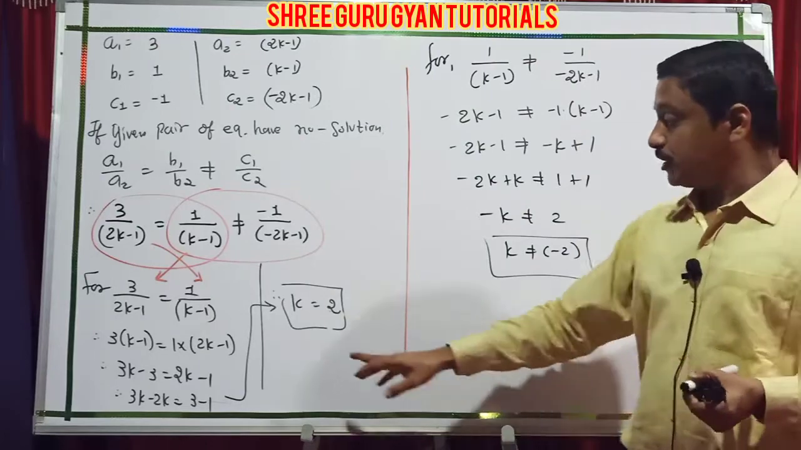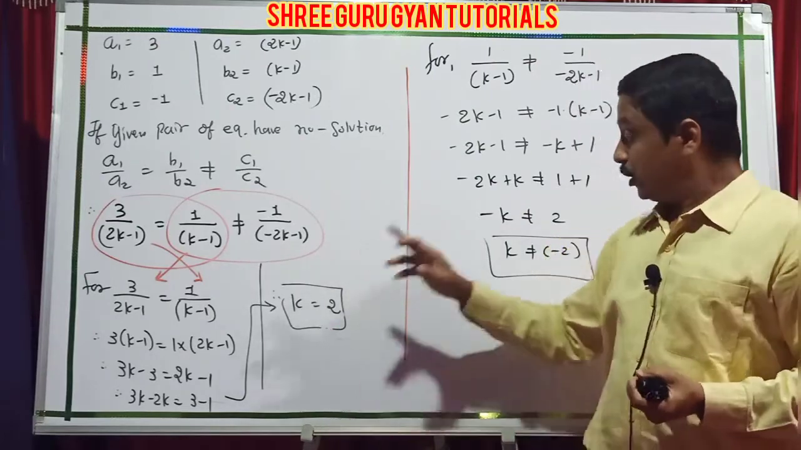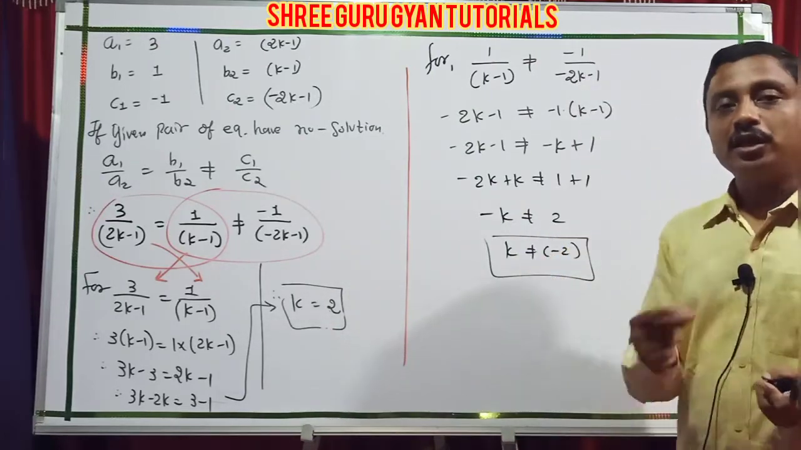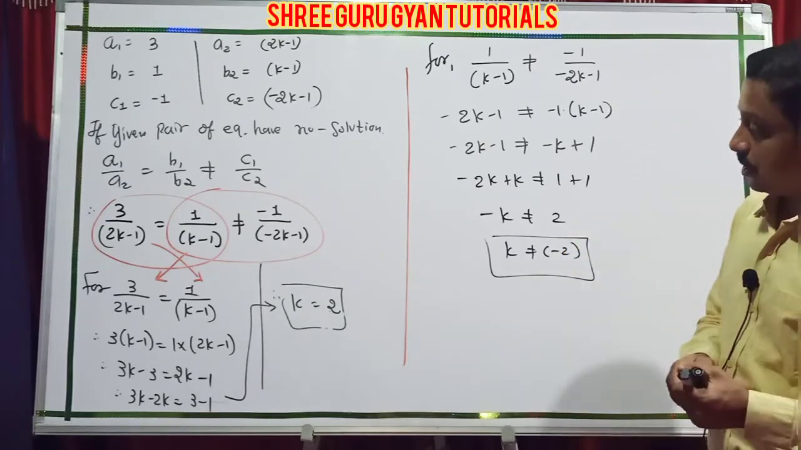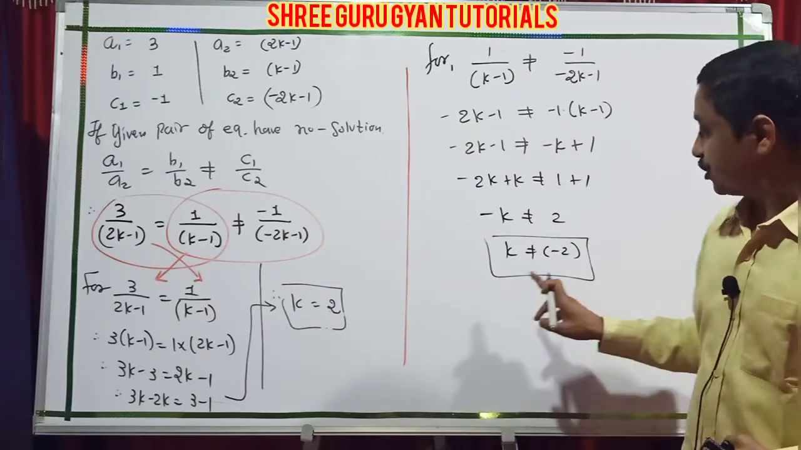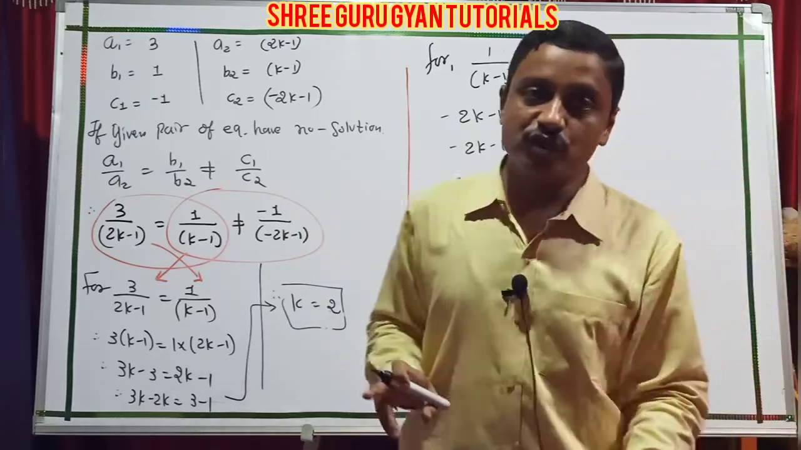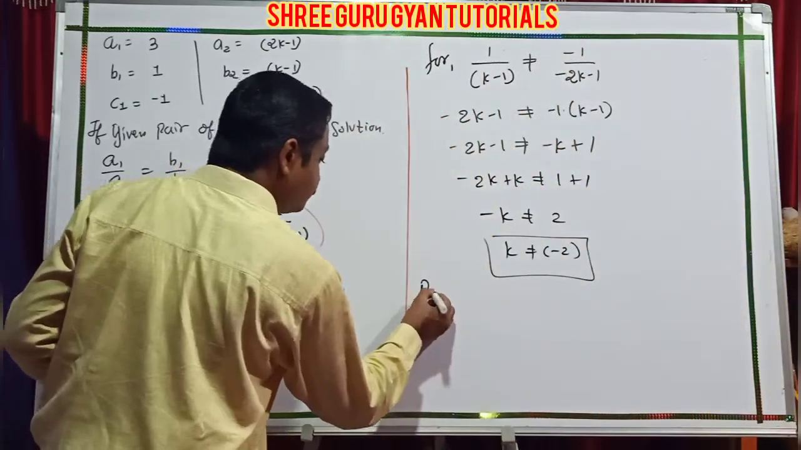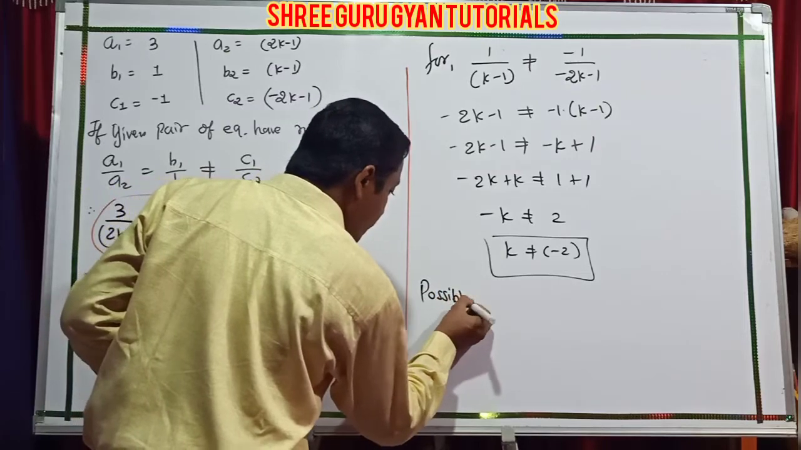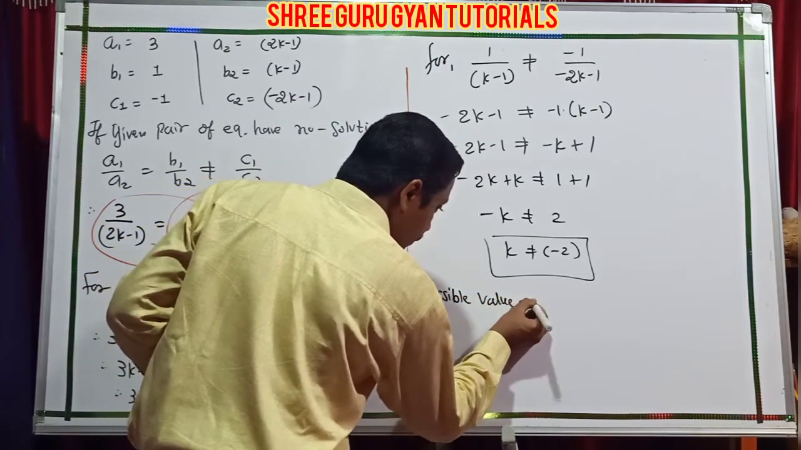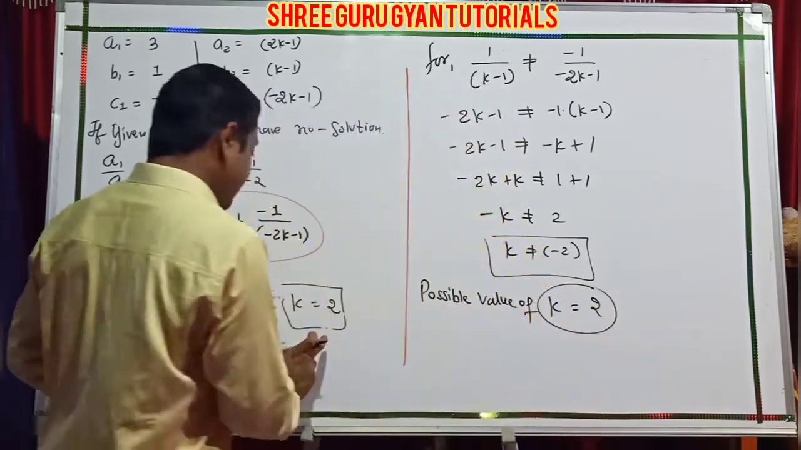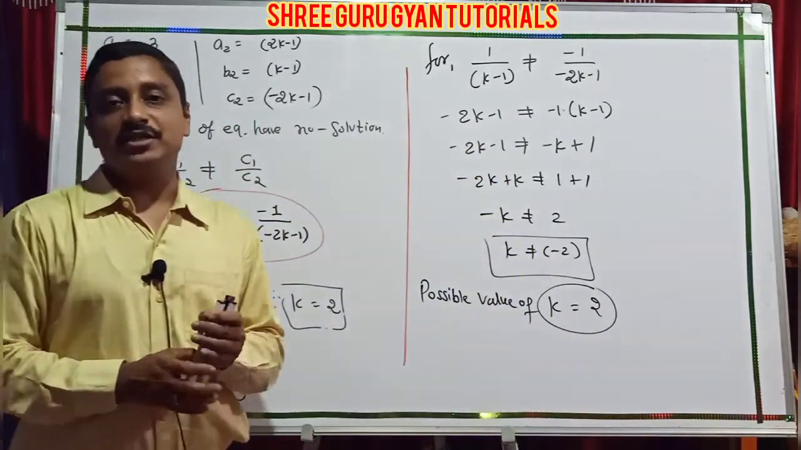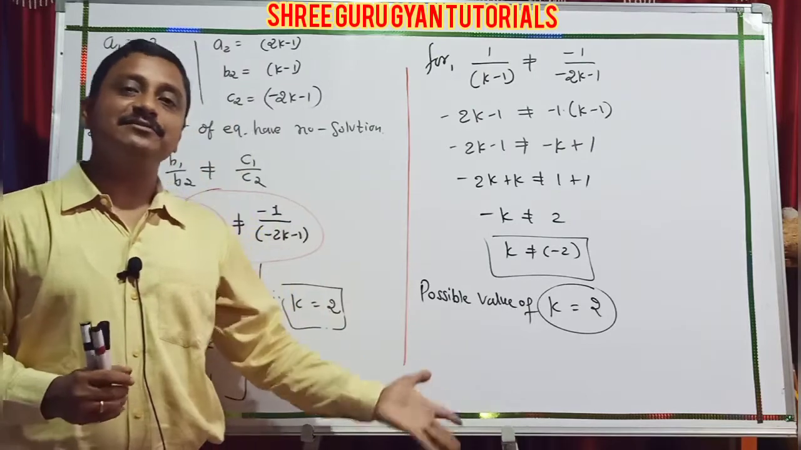If you obtain k equal to minus 2 here and k not equal to minus 2 there, then k does not exist. Sometimes they give that type of question. The correct answer is this: 2. After checking, finally the possible value of k is only and only 2. And here, students, our numerical is easily done.